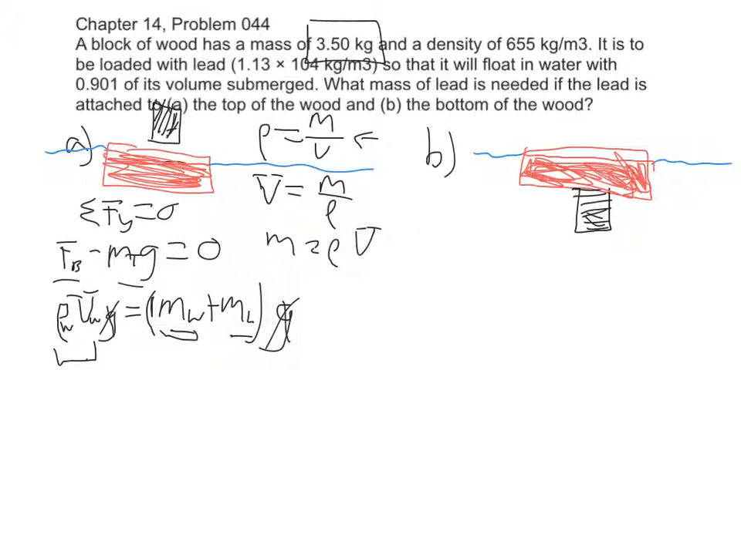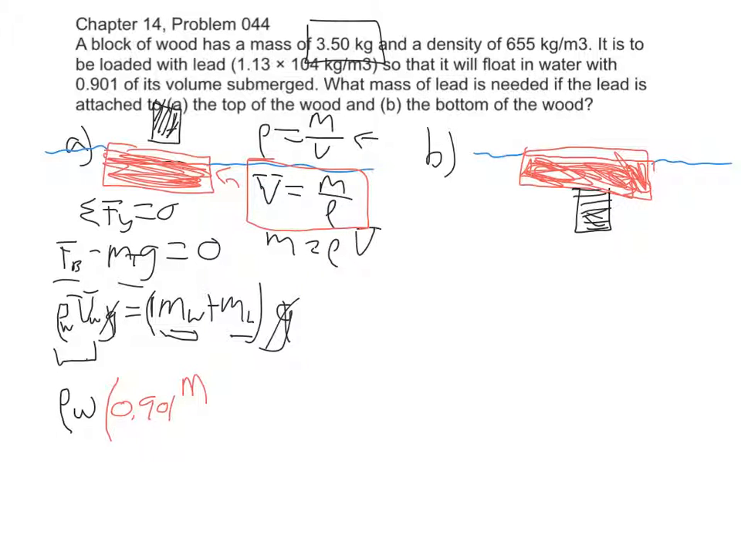So then we know the density of the water. The volume of the water, as we can see in our picture here, is this volume here, which is 90%, or 90.1% in this case, of the volume of the wood. So we're going to have 0.901 multiplied by the volume of the wood that's in the water. But since we're not given the volume of the wood, we can see that volume, though, is just equal to mass divided by density.